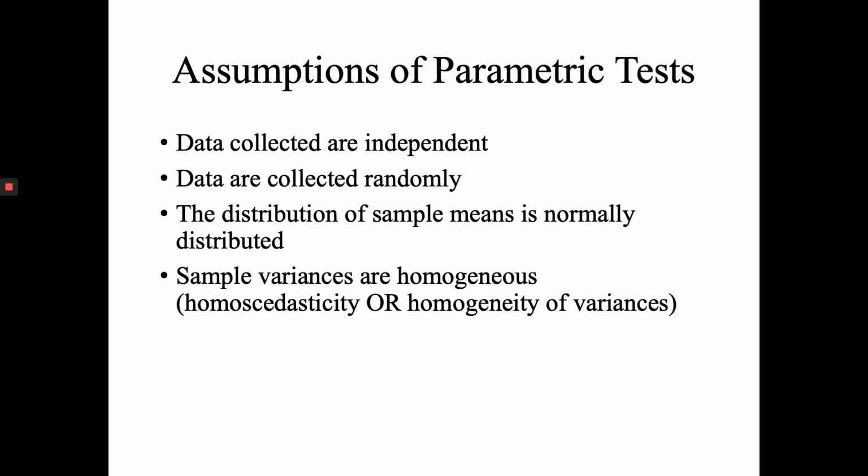And these assumptions we've been over a gajillion times before. Basically, the data collected are independent. The data collected are collected randomly. The distribution of sample means is normally distributed, and sample variances are homogeneous. The fancy pants name for this is homoscedasticity. That's what it means to have homogeneous variances, or you can just say homogeneity of variances. It doesn't really matter to me one way or another.